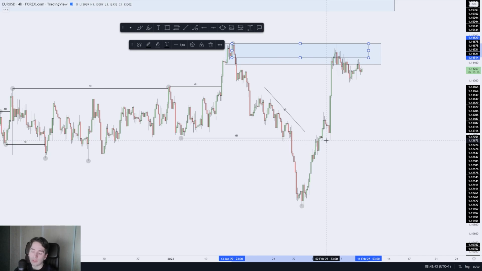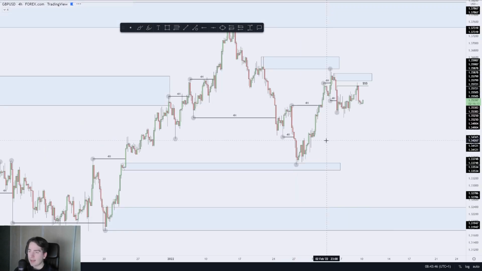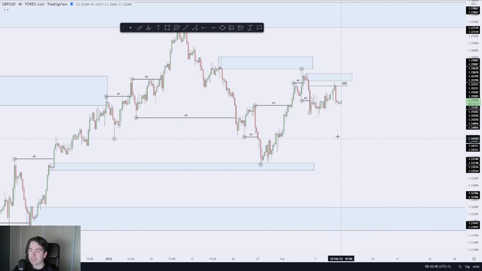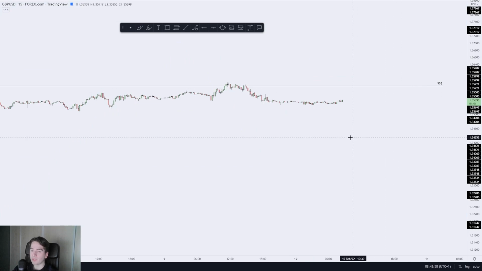So that is it for your dollar. Let's head over to pound dollar. And pound dollar did exactly what we anticipated yesterday. As we can clearly see, liquidation above the high and then a straight drop. Just missed out on my zone, so no trade for me personally, but still very beautiful to see.